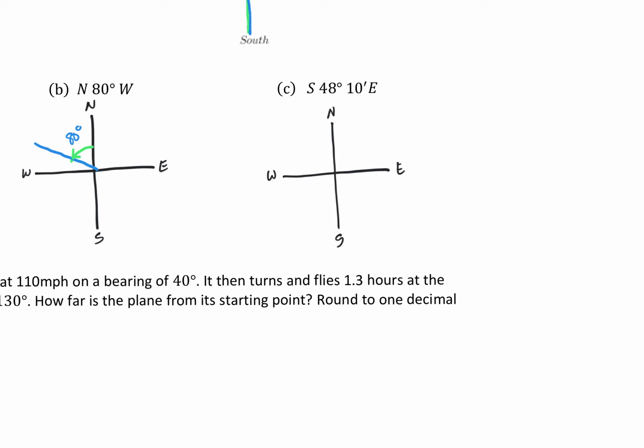And we're going to go 48 degrees and 10 minutes. So this is 48 degrees and just a bit more. If I were to sketch that, that would be a little bit more than halfway between south and east. So maybe here, kind of looks like it. And this is my angle of 48 degrees and 10 minutes.